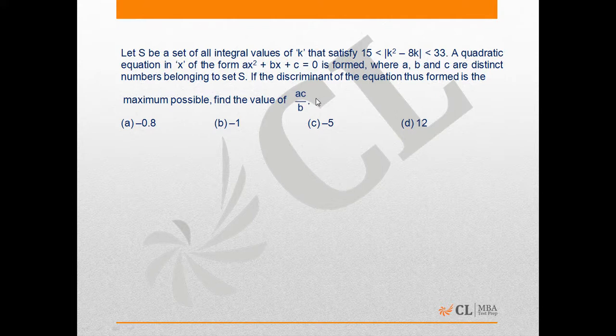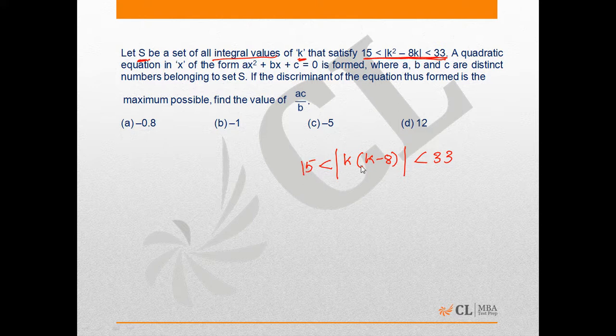Okay. If you are good in algebra, this question can be done in round 1, else it can be shifted to round 2. It says let S be a set of all integral values of k such that this equation holds true, right? Now if I simplify this equation, this is |k(k - 8)| is less than 33 and greater than 15.